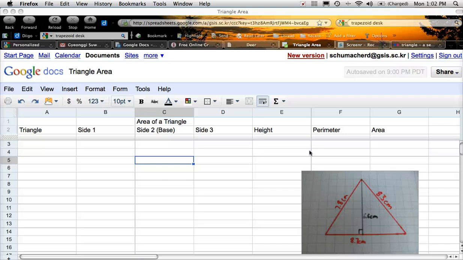Hi students, today we're going to measure the area of a triangle, and then we're going to put that information into a spreadsheet, and we're going to get the computer to do all the calculations for us. How about that, hey? Getting the computer to do the work for you.